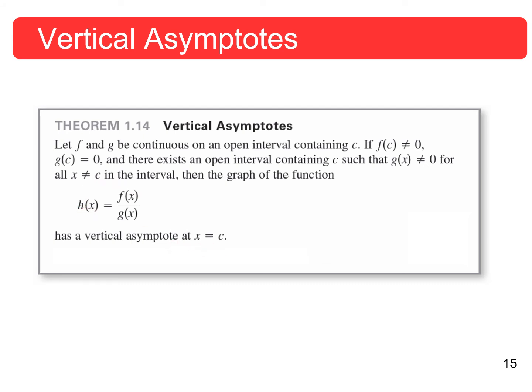In other words, if you're given a rational function and you want to find the vertical asymptote, all you need to do is find the values of x that will make your denominator 0. So equate this to 0, solve for x. And then when you solve for that x, you have to make sure that the numerator is not 0 at those values of x. If that is true, then x equals that constant will be the vertical asymptote.